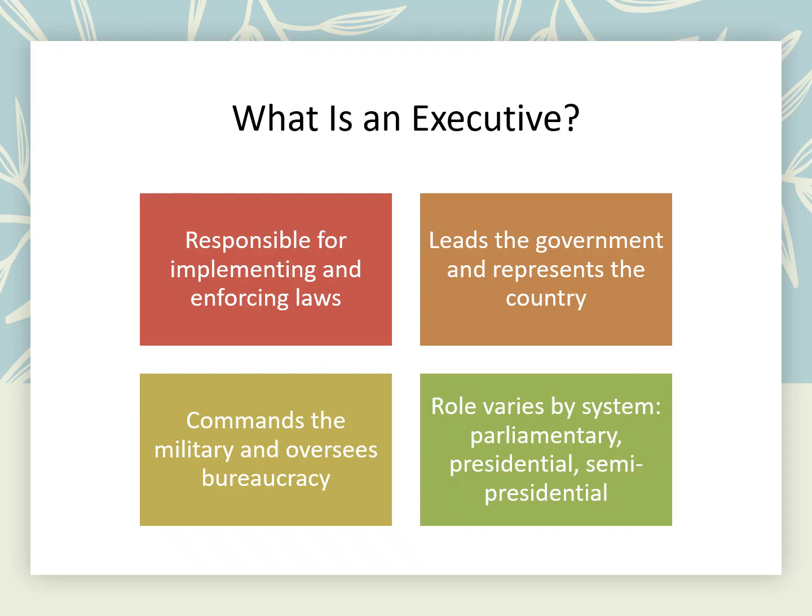First, what is an executive? The executive branch is responsible for implementing and enforcing laws. Key roles of the executive include leading the government, commanding the military, overseeing the bureaucracy, and representing the nation in diplomacy. The type and power of the executive may vary by system, whether it's a parliamentary, presidential, or semi-presidential system, which we covered in a previous video.